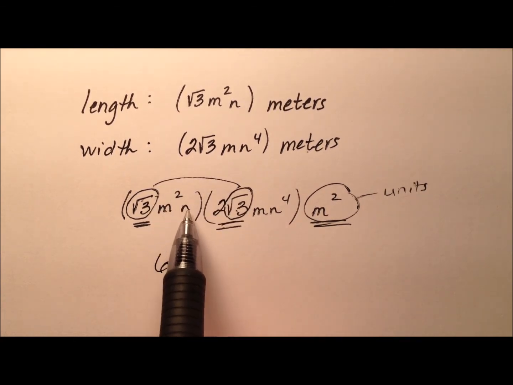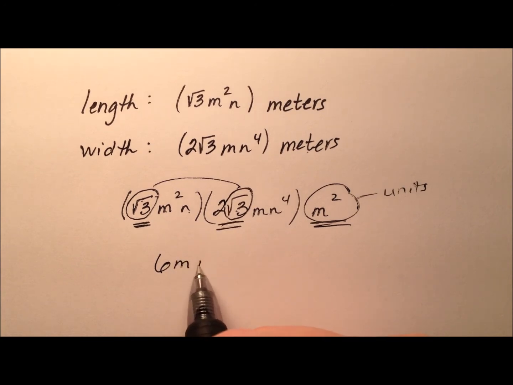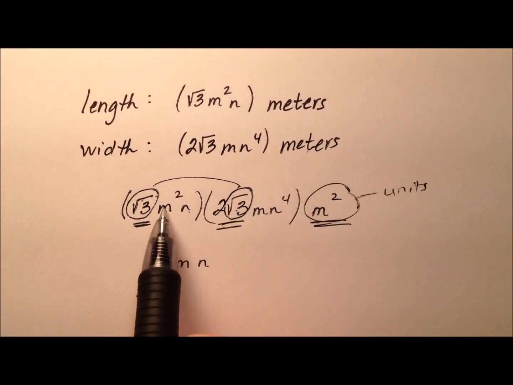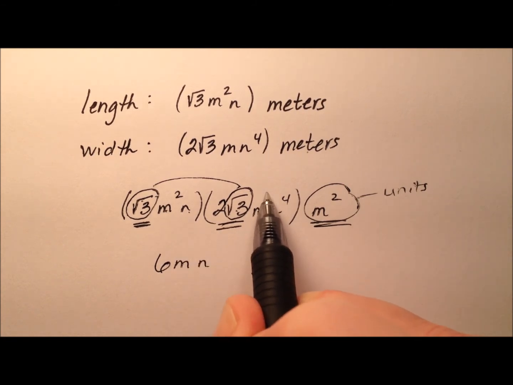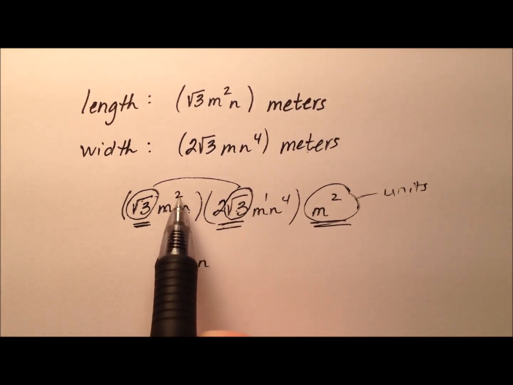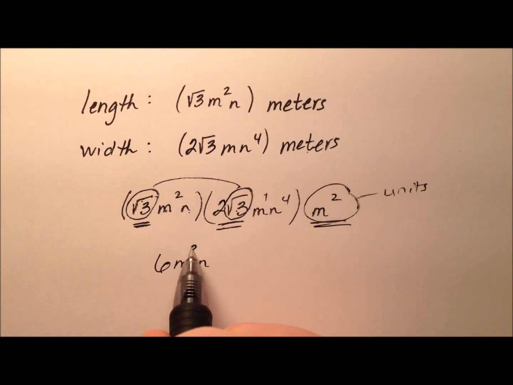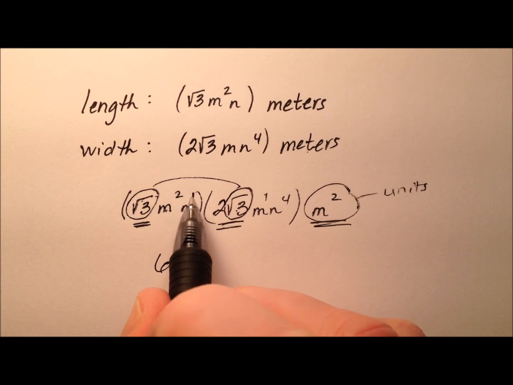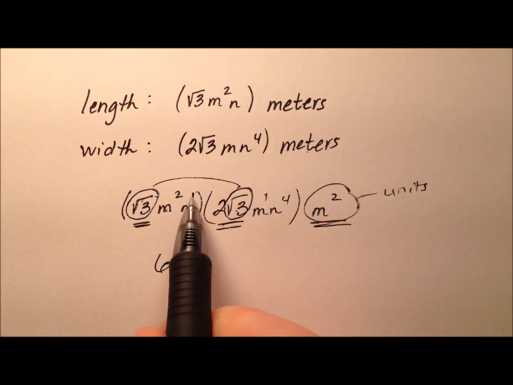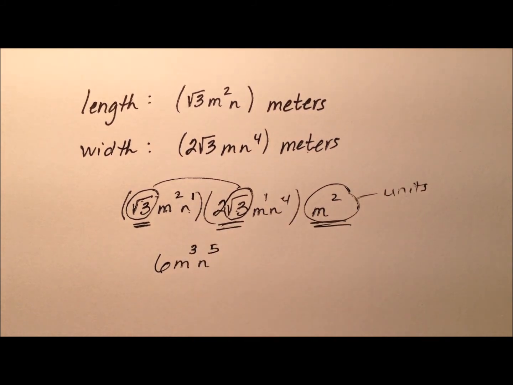And then we have m and n, both for variables here. And when I'm multiplying like bases, I'll add their exponents. So looks like the exponent on this m will be a 1. So 2 plus 1 will be 3 for our m variable. And for our n variables, it looks like this guy's got a 1 for an exponent. So 1 plus 4 is 5.